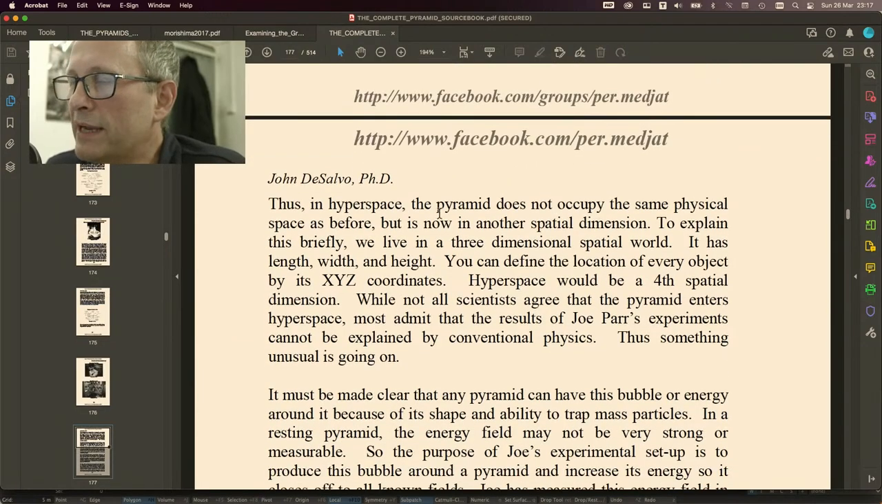Thus, in hyperspace, the pyramid does not occupy the same physical space as before, but is now in another spatial dimension. To explain this briefly, we live in a three-dimensional spatial world. It has length, width, and height. You can define the location of every object by its XYZ coordinates. Hyperspace would be a fourth spatial dimension. While not all scientists agree that the pyramid enters hyperspace, most admit that the results of Joe Parr's experiments cannot be explained by conventional physics. Thus, something unusual is going on.